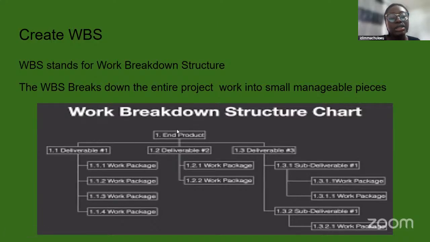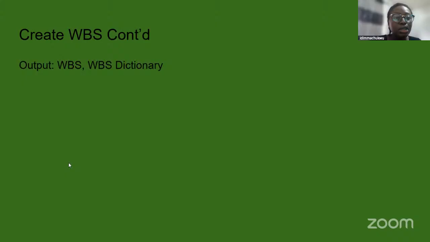So breaking down these products into deliverables, and then from deliverables into work packages, is what the WBS is all about. And it's important to create this so that everybody can see what we are doing and where we are heading to. So the output of this WBS creation is obviously the WBS and also the WBS dictionary.